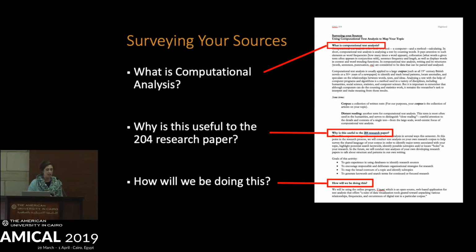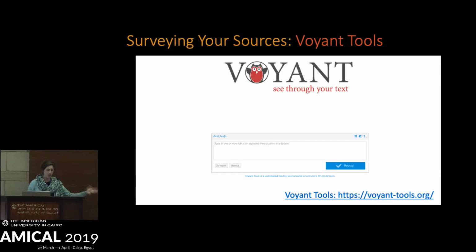After introducing the concept of what we're doing and why, we introduce them to the how, that last question, and to the tool that we're going to be using, Voyant. So Voyant, we heard briefly already, is an open source web-based application for analysis that offers, in their language, a suite of data visualization tools geared towards unpacking various relationships, frequencies, and occurrences of digital text in a particular corpus.